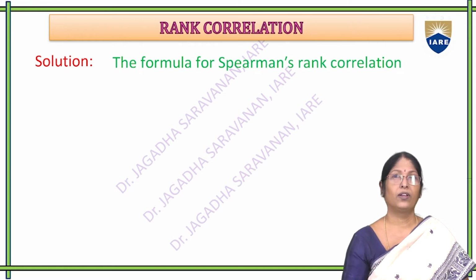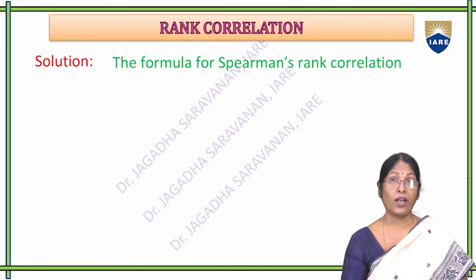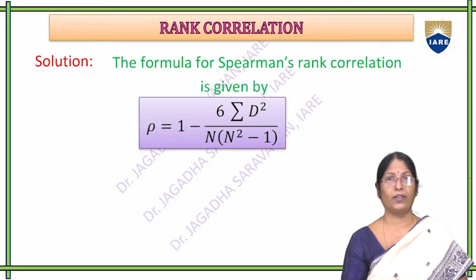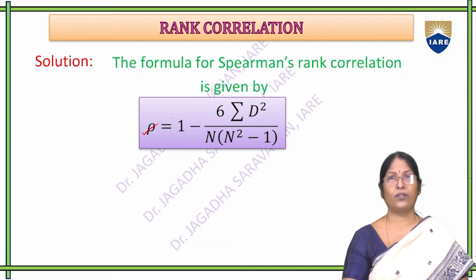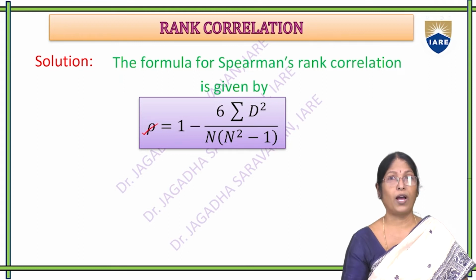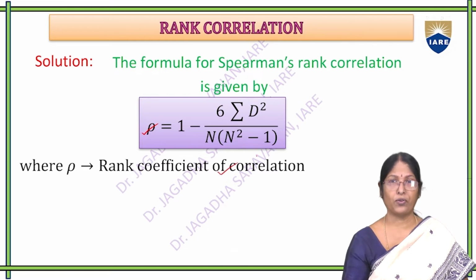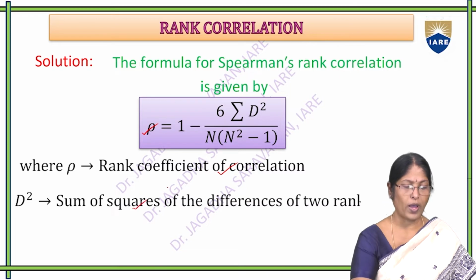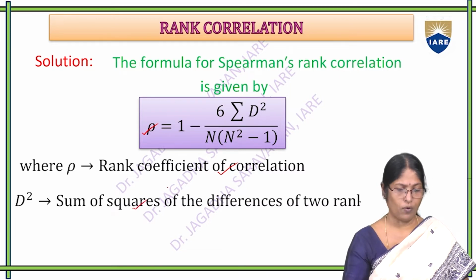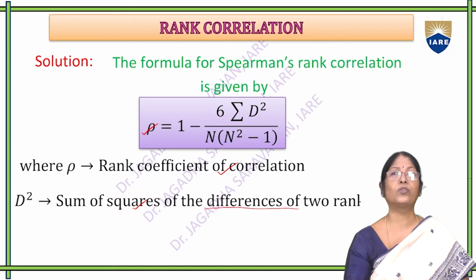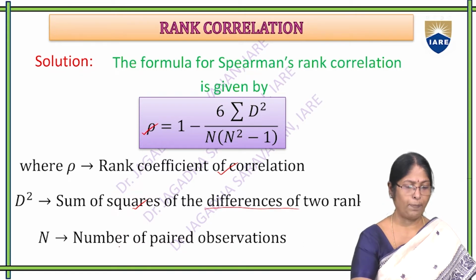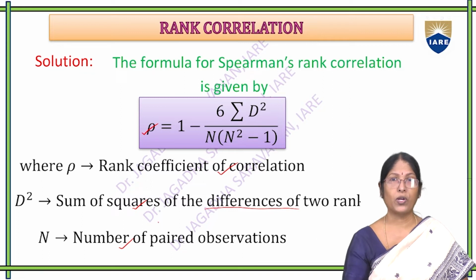So the formula for Spearman's rank correlation is given by rho, which is equal to 1 minus 6 summation d square divided by n of n square minus 1, where rho is the rank coefficient of correlation, d square is nothing but the sum of squares of the differences of two ranks, and capital N is nothing but the number of paired observations.